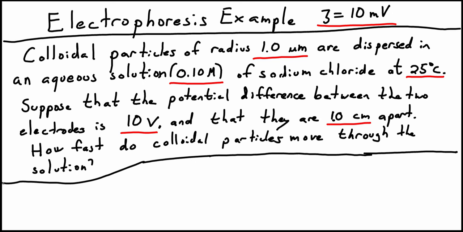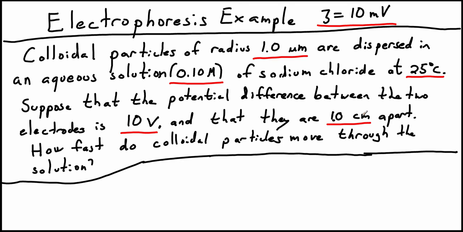Let's do an electrophoresis example. So we're given particles of a certain size, and they're put into a solution of electrolyte with a certain concentration. We're given the temperature. We're given that we put in 2 electrodes and we hook them up to a voltage source that's 10 volts potential difference, and that the 2 electrodes are 1 centimeter apart.